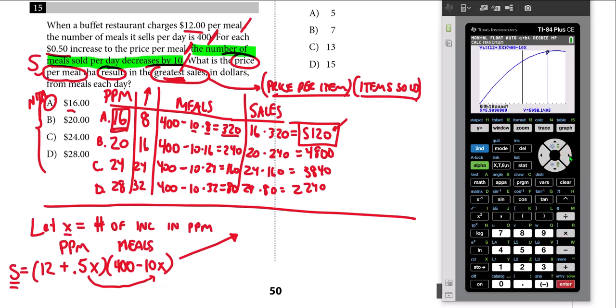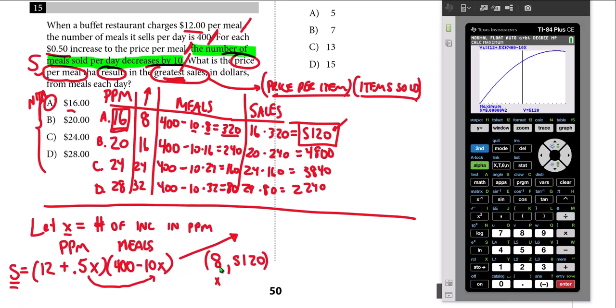When I'm to the left of my maximum, I'm now going to go to the right of my maximum. That should be good. I'm going to hit enter. So now I've captured what looks like my maximum between those two bounds. I'm going to hit enter again. And there we go. The calculator is telling me that that maximum is going to occur at 8, 5120.